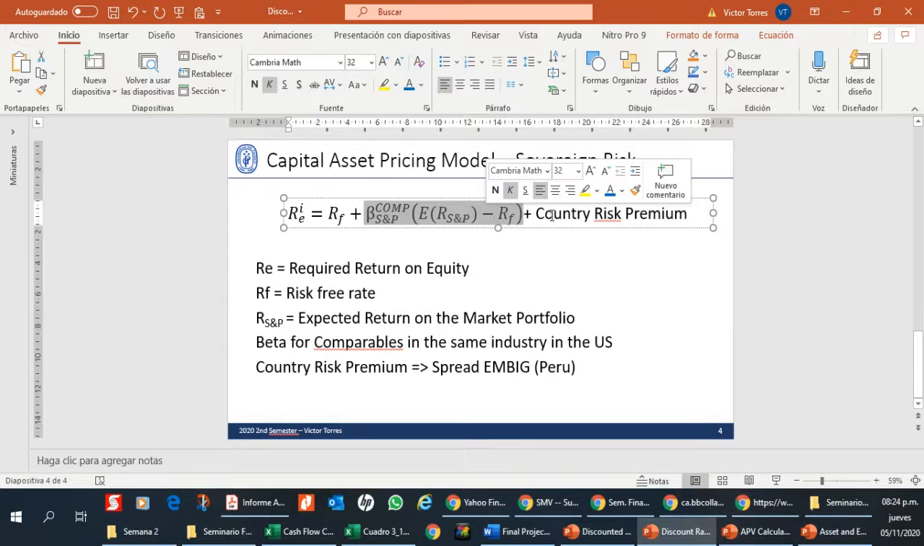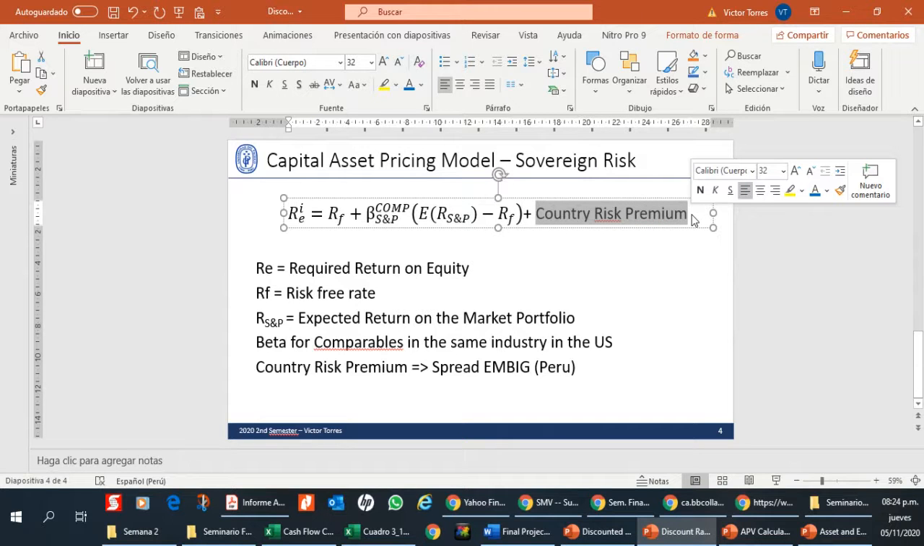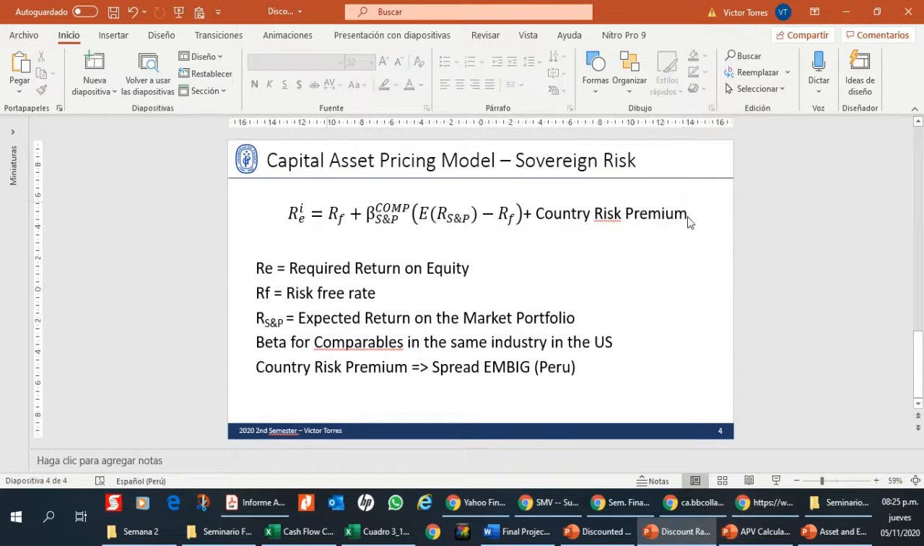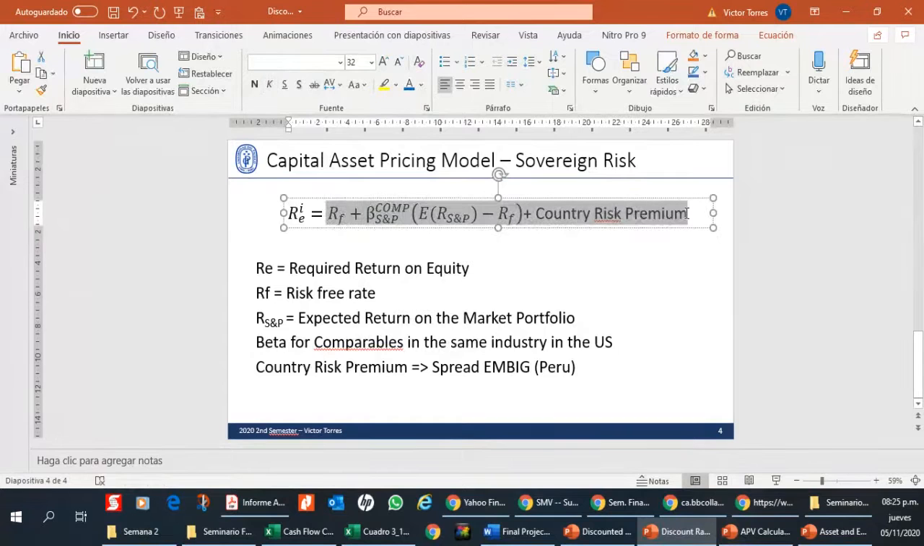So this country risk premium transforms that yield, that return we get here, the required return on equity for a US company, into the required return that should be requested of a Peruvian company in the same industry. And logically, some of you are already thinking, okay, I can use comparable companies. And that's a good estimation.